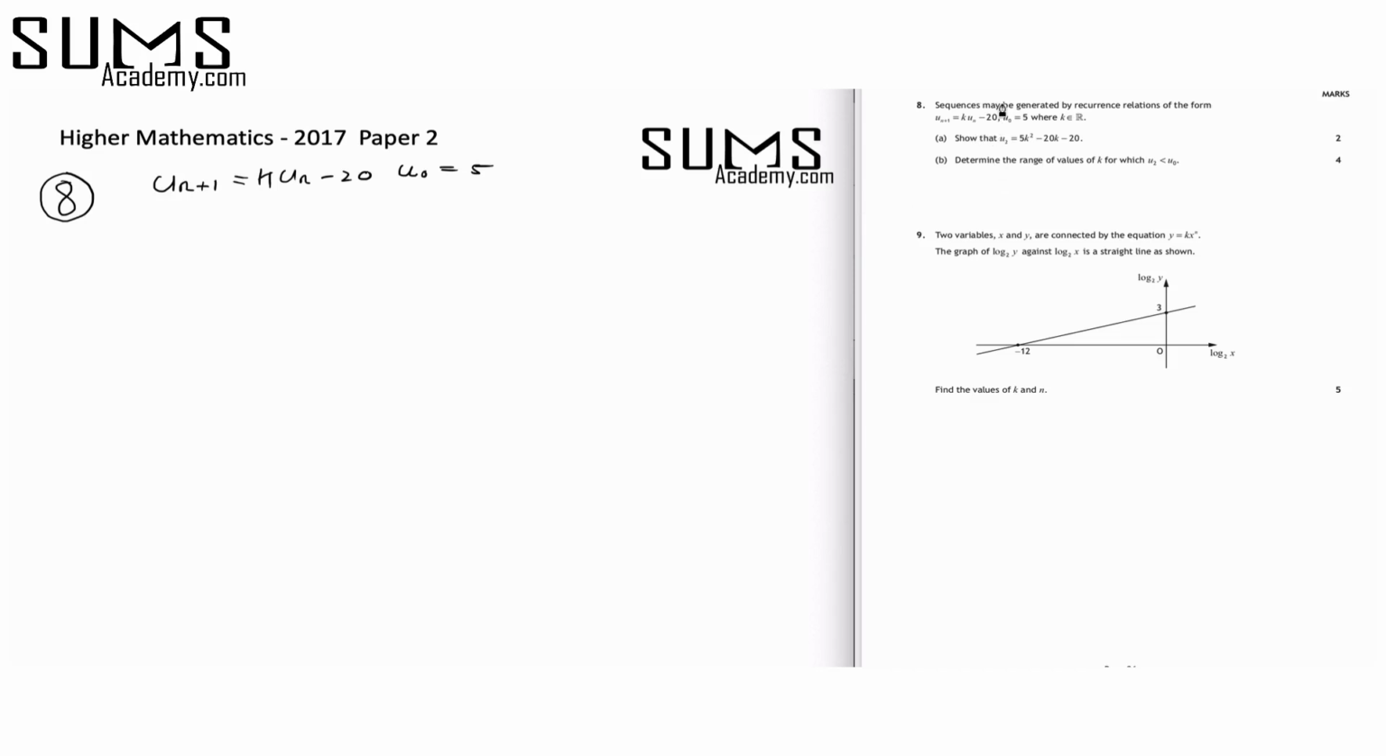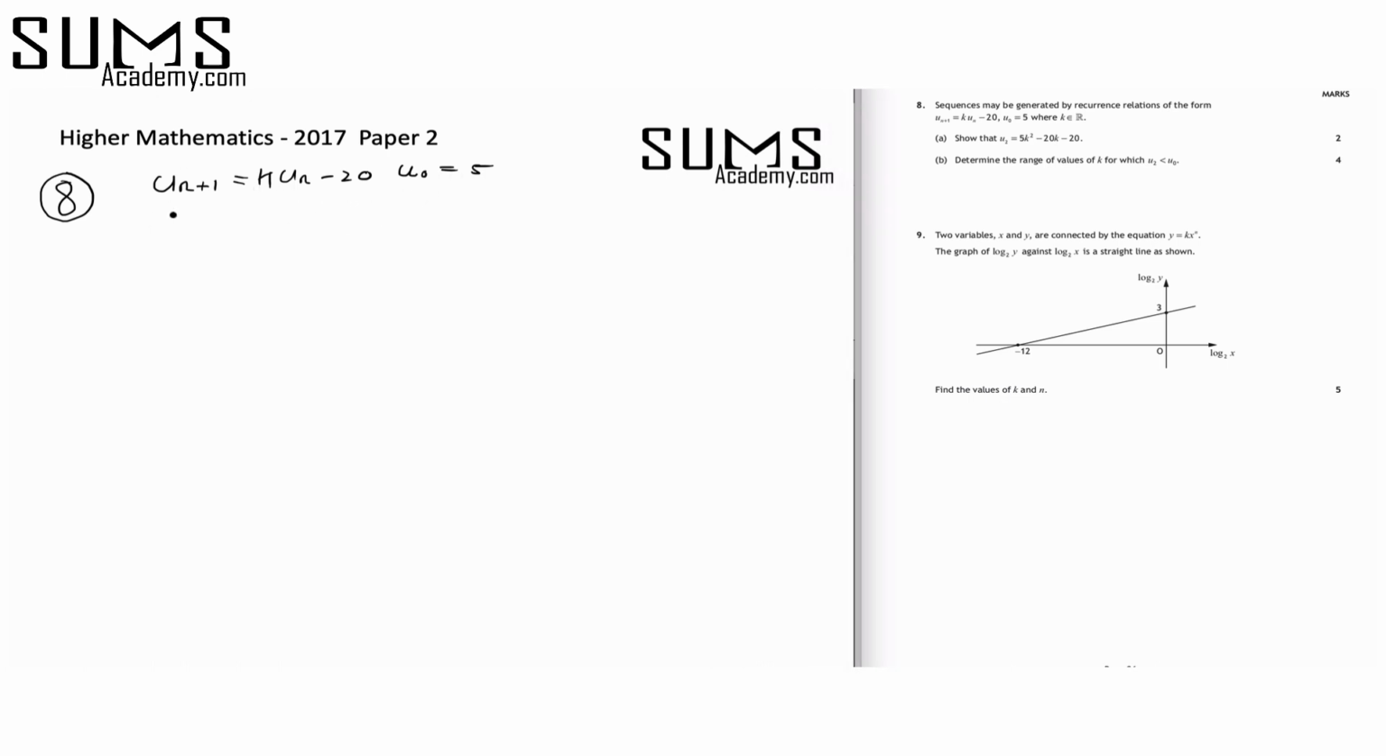Question 8. Sequences may be generated by the recurrence relation of the form u_{n+1} = k u_n - 20, where u_0 is equal to 5, where k is in the set of real numbers. So we're asked to show that u_2 is equal to 5k² - 20k - 20. Okay, so we can write out the expression first, so u_{n+1} equals k u_n minus 20.